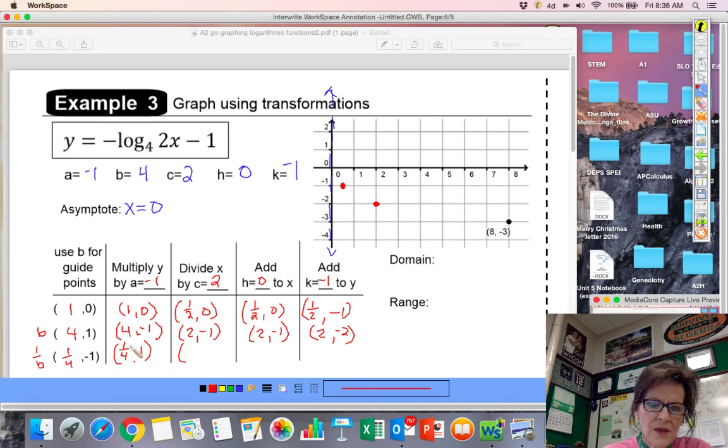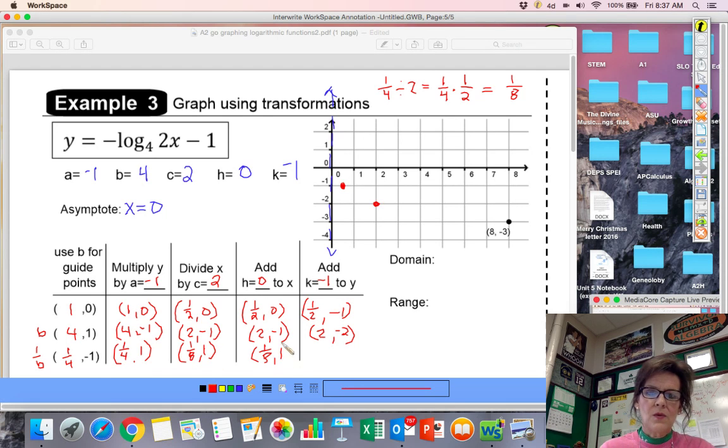The next one, we're going to divide 1/4 by 2. We practiced this a while ago. Dividing by 2 is, of course, multiplying by the reciprocal. All division is that, not just fractions. All division is multiplying by the reciprocal, and we get 1/8, 1. Then what? Add 0. Of course, it's still (1/8, 1). And then let's add -1 to the y value, so we get (1/8, 0). Right there.